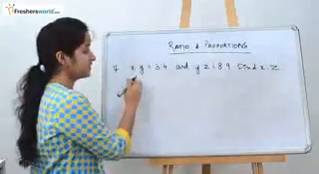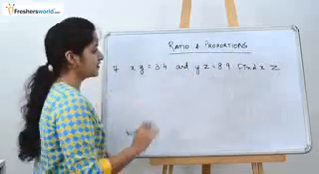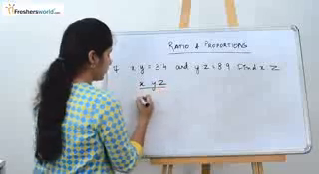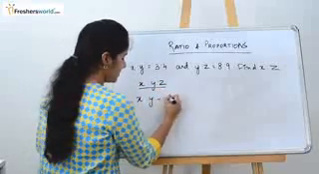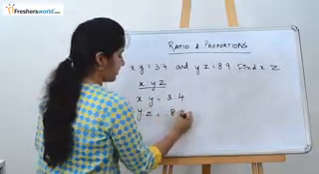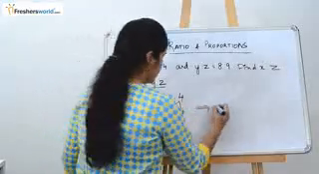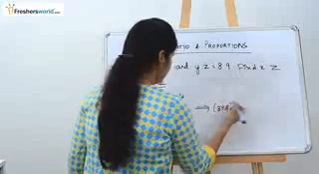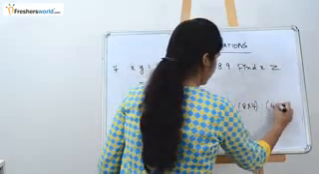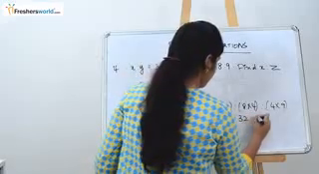What they have given: x is to y is 3 is to 4, y is to z is 8 is to 9, find x is to z. So let's find x is to y is to z now. How do you do it? X is to y is 3 is to 4, y is to z is 8 is to 9. Remember our inverted N, that's where we are going to do it. So 3 into 8 is to 8 into 4 is to 4 into 9, which is nothing but 24, 32 and 36.